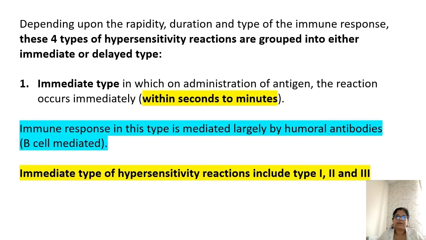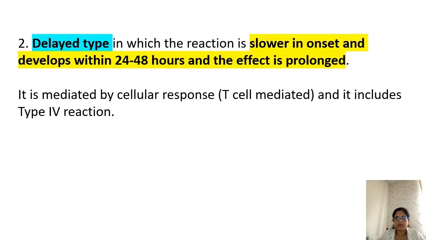Depending upon the rapidity, duration, and type of immune response, these four types of hypersensitivity reactions are grouped into either delayed or immediate types. Immediate type, as the word itself tells, is when on administration of an antigen, the reaction occurs immediately, within seconds to minutes. The immune response in this type is mediated largely by humoral antibodies, that is, B cell mediated. Immediate type hypersensitivity reactions include type 1, 2, and 3.